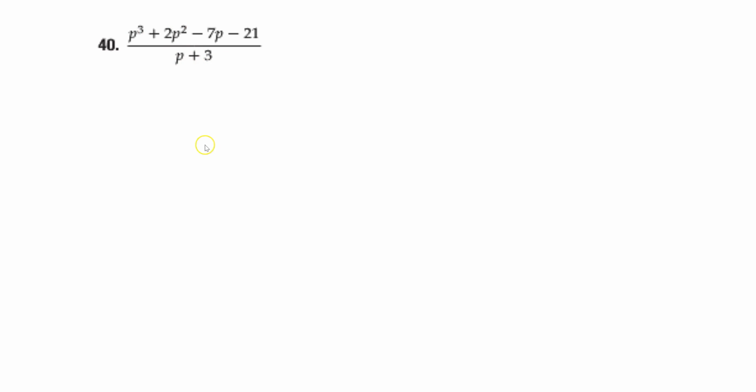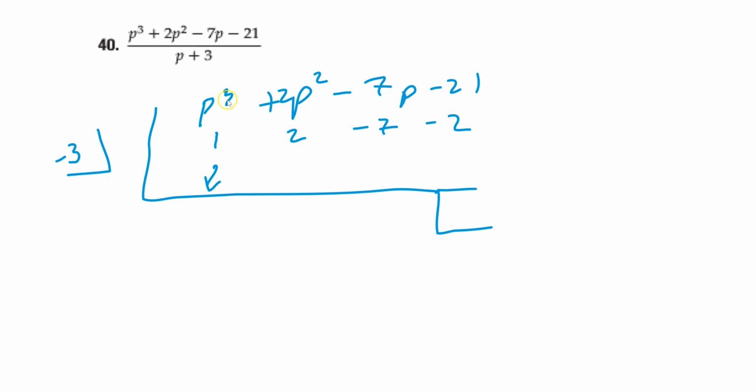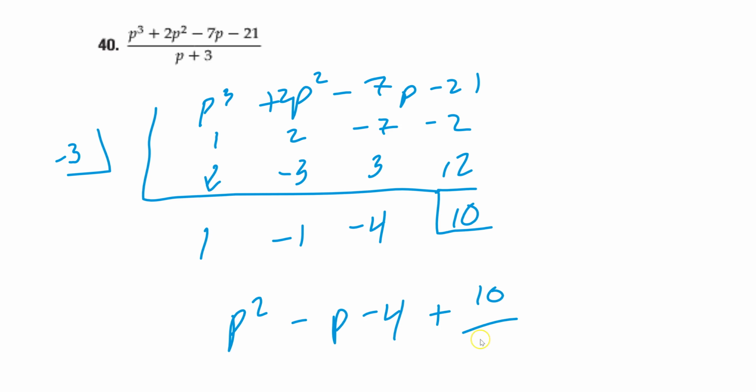I think actually for me the easiest way is probably synthetic division, if I was going to do this. It's the last problem we're doing. So say 1, 2, -7, -21. Bring the first one down. We're dividing by -3. So bring the first one down, multiply across, add, multiply across, add, multiply across, add, and I get 10. Hey, look at it. It wouldn't divide evenly anyway. It's always 1 power less. So p squared minus p minus 4 plus 10 over p plus 3. There you go. That's the deck in long division.